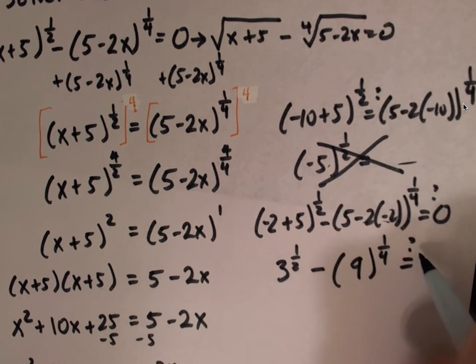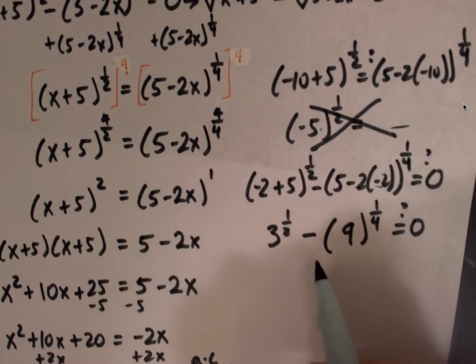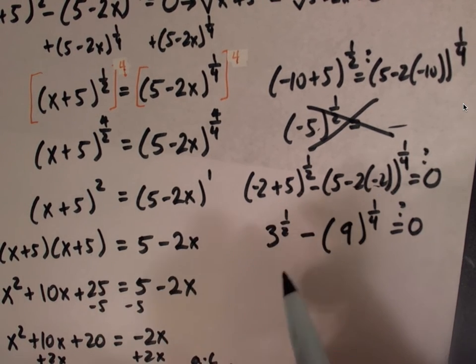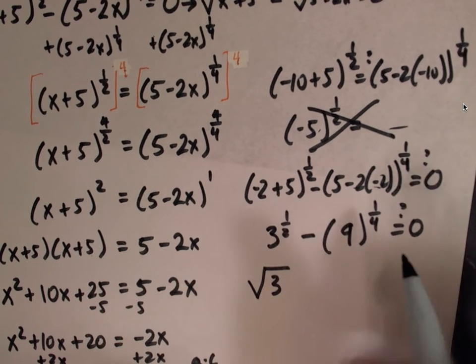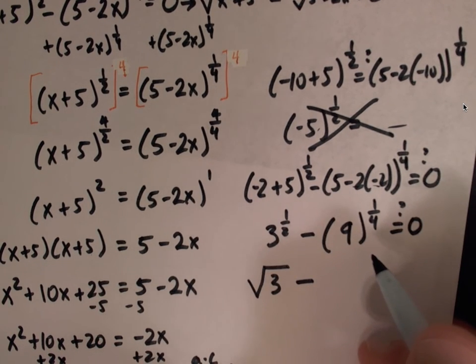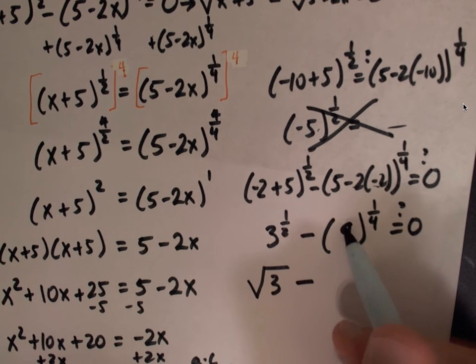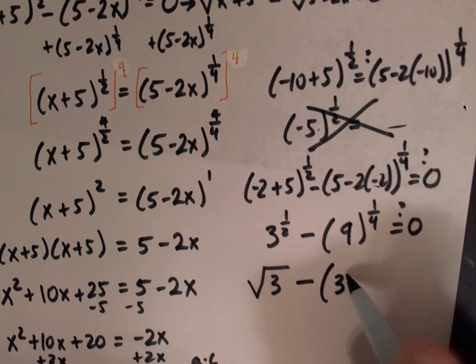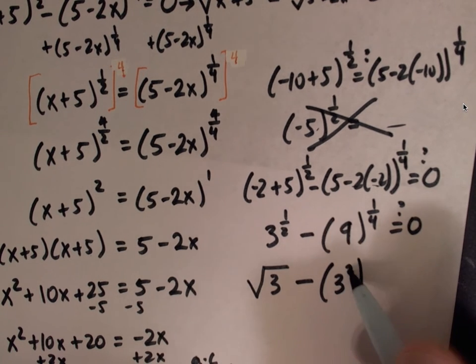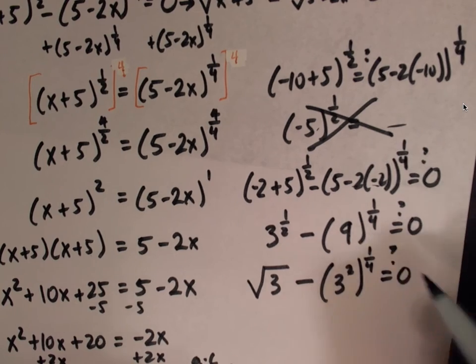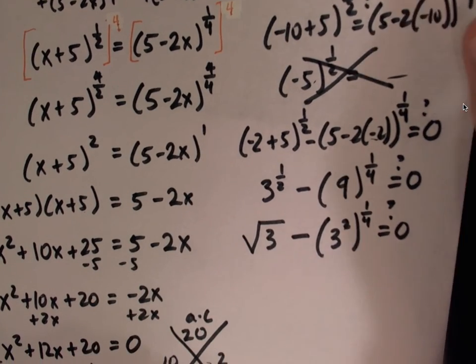Does that equal 0? It looks like no, but let's see here. 3 to the 1/2. I could write that as the square root of 3 if that helps see things a little better. Minus 9 to the 1/4. I don't know what this is. Let me try and make this a base 3 instead of 9. So let me rewrite 9 as 3 squared, all to the 1/4. Now I have a power to a power.